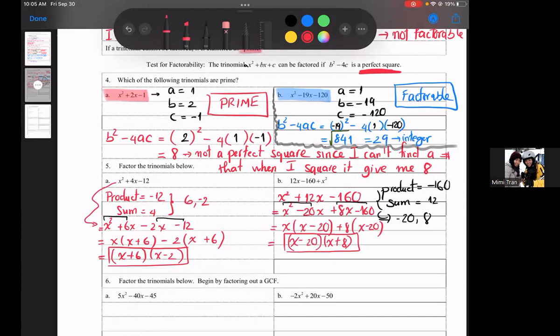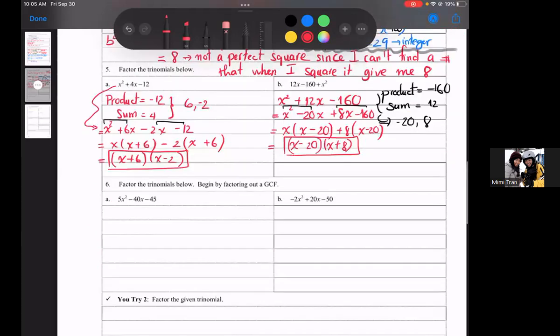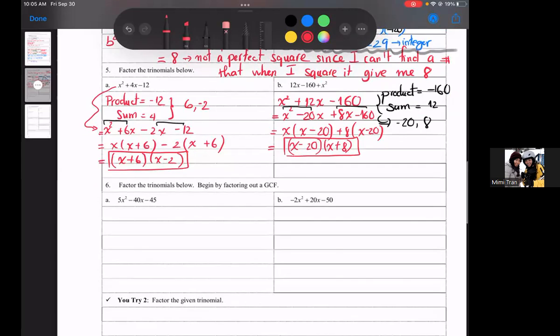Do you have any questions? I'm going to do guess and check for 6A and 6B. Factor the trinomials below. Begin by factoring out the GCF first. So this is one of the problems.